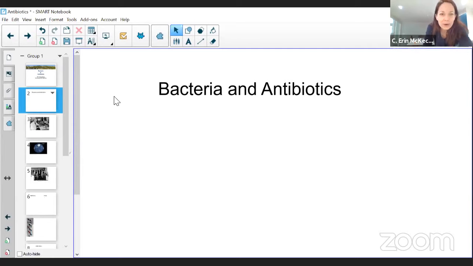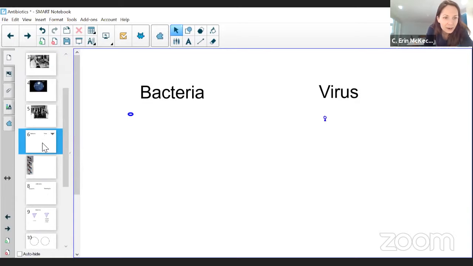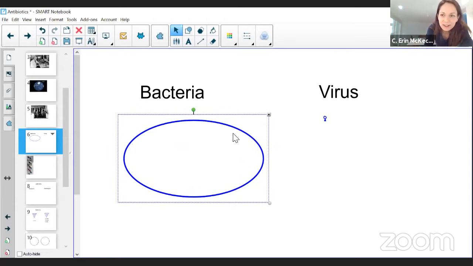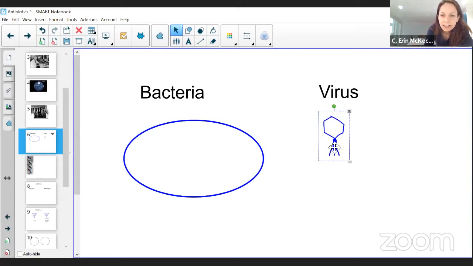So I am going to show you right here that bacteria and viruses are often put in the same categories, but they do have differences. Bacteria are living cells. Let me draw this up right here. Hopefully you guys can see this. So that's my little bacteria cell. And over here on the side, I'm going to do my virus like that.